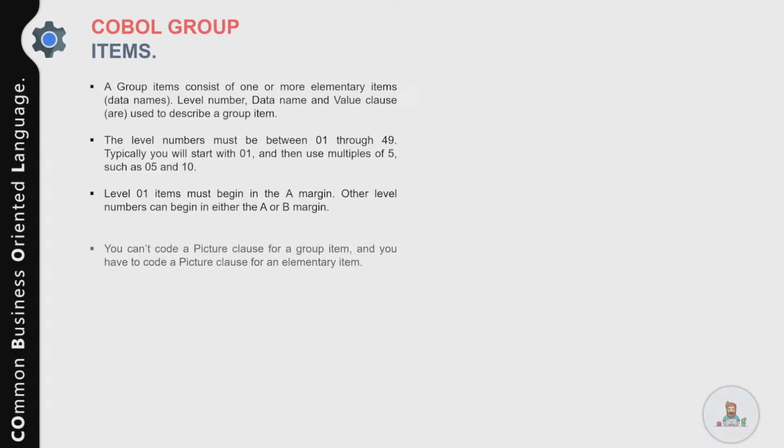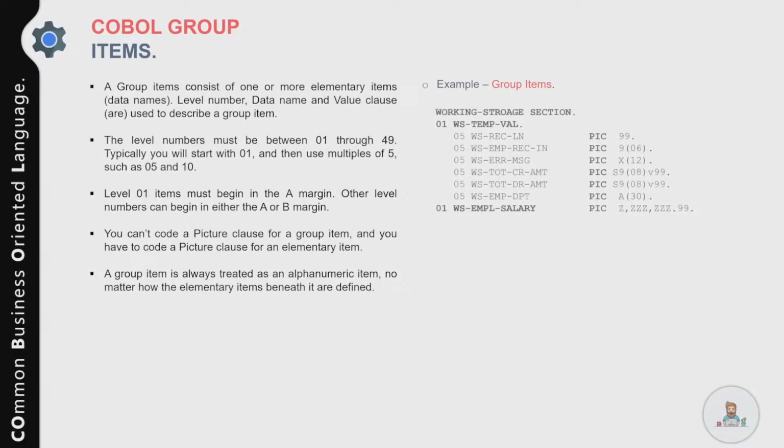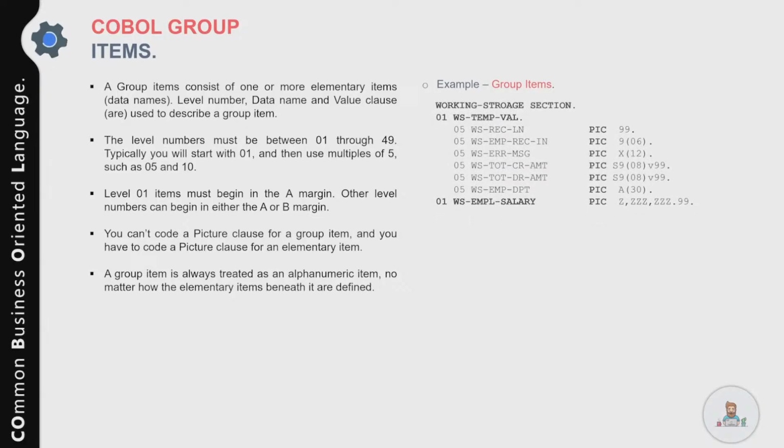For example, you use 1 to define a group variable, and the elementary items would be defined at level 5, and subsequently you can use 5, 10, 15 depending on the layout and your requirement. A level 1 item must begin in area A. All other level numbers can begin either in area A or B. You cannot code a picture clause for a group item, and you have to code a picture clause for all the elementary items. A group item is always treated as an alphanumeric item, no matter how the elementary items in that group are defined. Now let's talk about an example so that you can understand how exactly you can define group variables in your COBOL program.